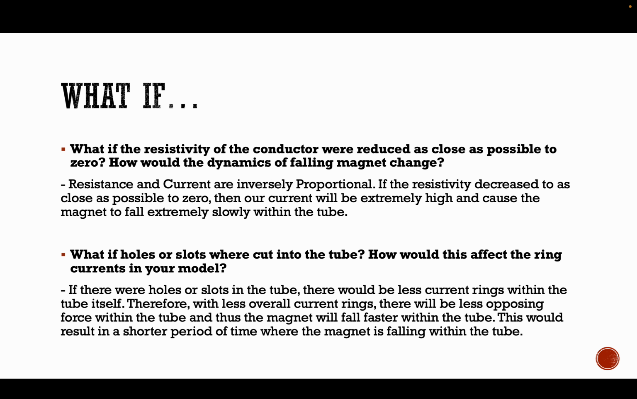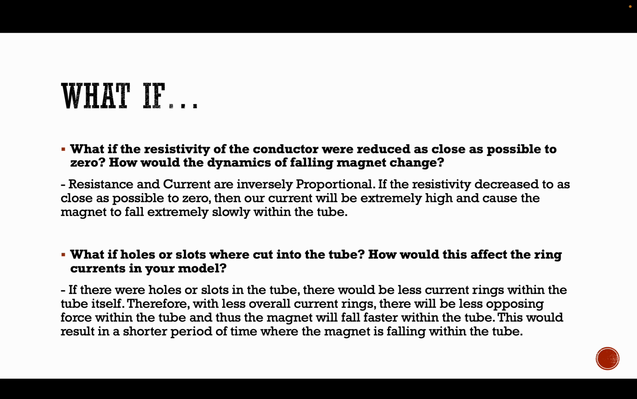To finish, what if the resistivity of the conductor were reduced as close as possible to 0? How would the dynamics of a falling magnet change? Resistance and current are inversely proportional, as I said in the formula at the beginning. If the resistivity decreased to as close as possible to 0, then our current will be extremely high and cause the magnet to fall extremely slowly within the tube.